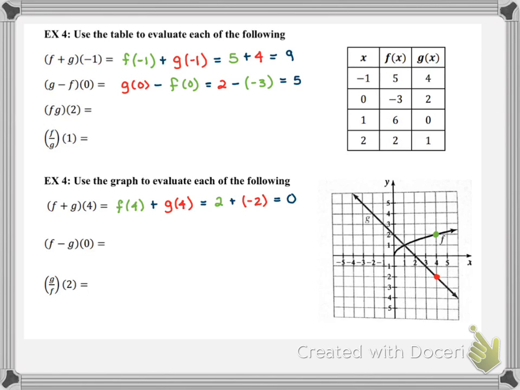Any questions on where we got each of those? Okay, so you guys go ahead and finish the last two on both of those.